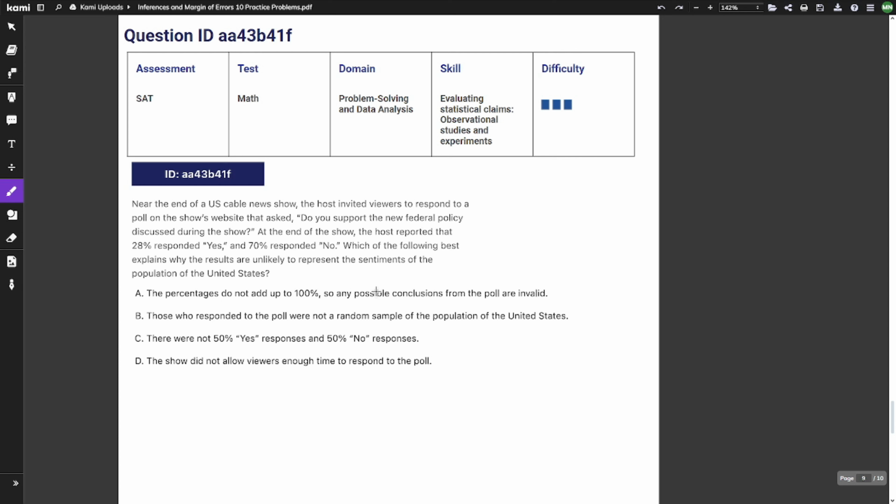Question number 9. Near the end of a US cable news show, the host invited viewers to respond to a poll on the show's website that asked, "Do you support the new federal policy discussed during the show?" At the end of the show, the host reported that 28% responded yes and 70% responded no. Which of the following best explains why the results are unlikely to represent the sentiments of a population of the United States?